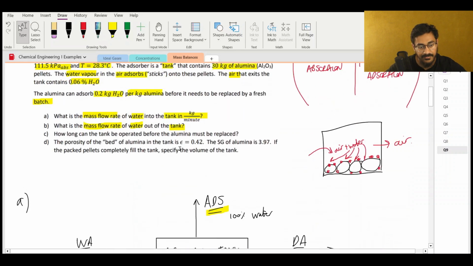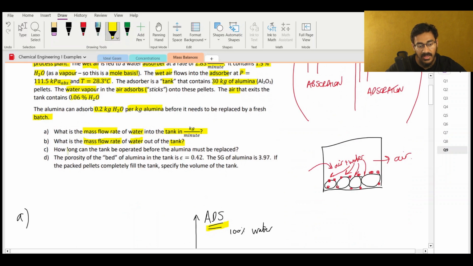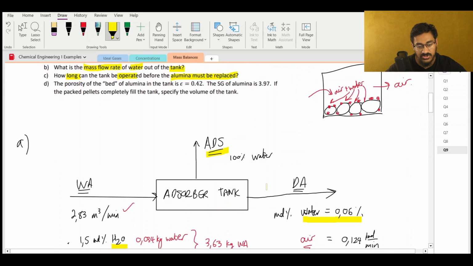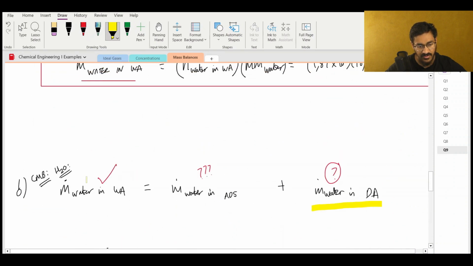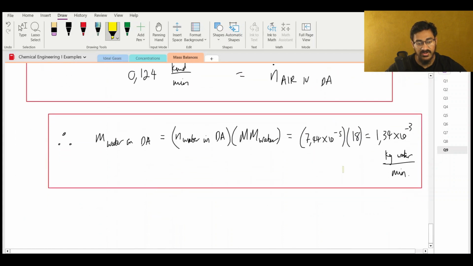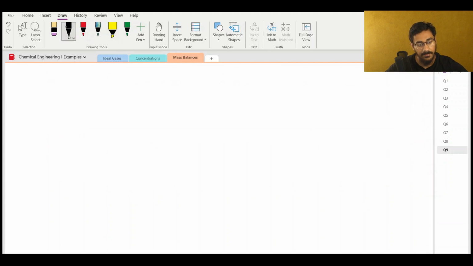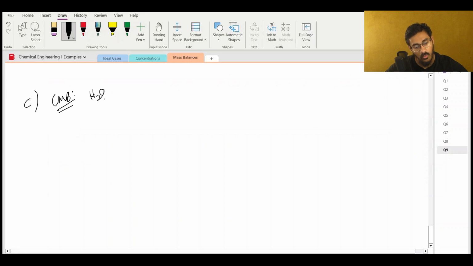Now they ask me for part C, how long can the tank be operated before the alumina needs to be replaced? So I basically want to know how much water the alumina is adsorbing. So that's a good place to start. So you remember I wrote down my equation earlier, this one, right? Mass of water in the adsorber, mass of water in the dry air. So let's write down that component mass balance again. So this is the component mass balance on water.